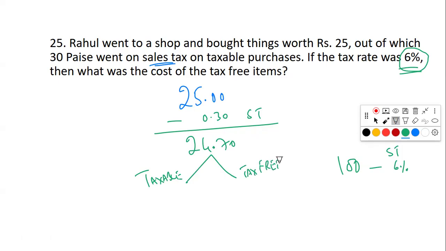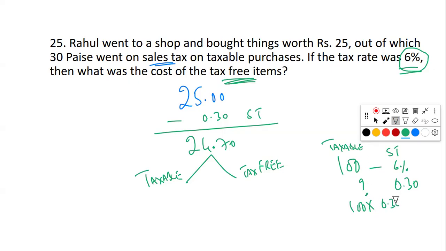So you want tax-free items. How much tax-free items? 24.70 is goods cost. Some of them taxable, some of them are tax-free. So how to calculate now? For every 100 rupees taxable goods you buy, you pay 6%. Rahul paid only 30 paisa. So how much taxable goods did he buy?